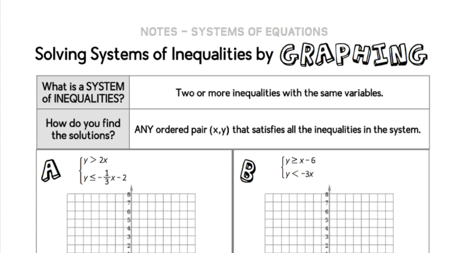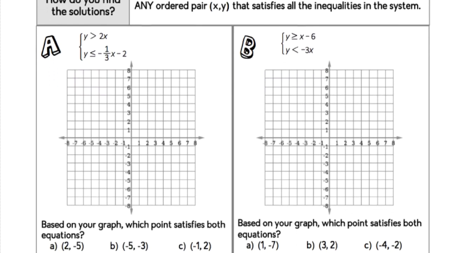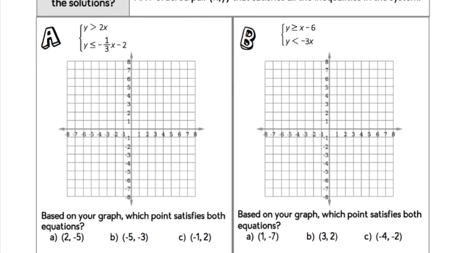Welcome back. Today we are going through lesson 5-6, which is all about solving systems of inequalities by graphing. In previous lessons, we've talked about how to graph an inequality. Now we're going to do a system of inequalities, which is two or more inequalities with the same variables. We're going to graph them together, and to find the solutions, we're looking for any ordered pair that satisfies all the inequalities in the system. So we're looking for XY pairs where they fit into the solutions for all of them.